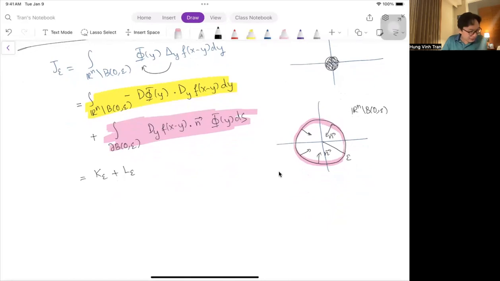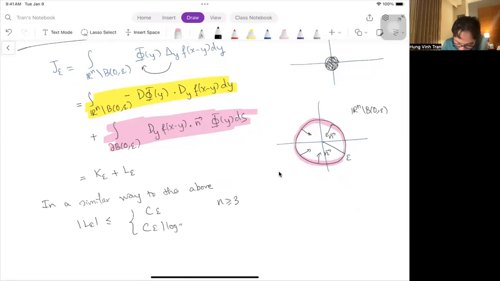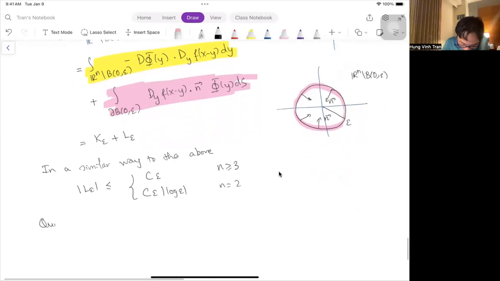Actually, I can prove that quickly. So in a similar way to the above, we do have that L epsilon is bounded by a constant times epsilon for n greater equals to 3, and a constant times epsilon log of epsilon for n equals to 2. Let me give a quick proof for n greater equals to 3.